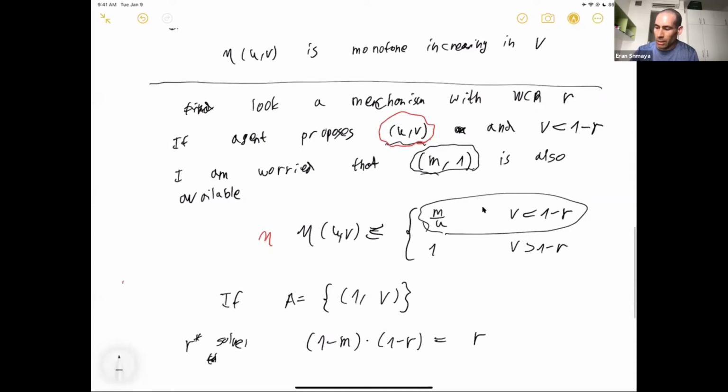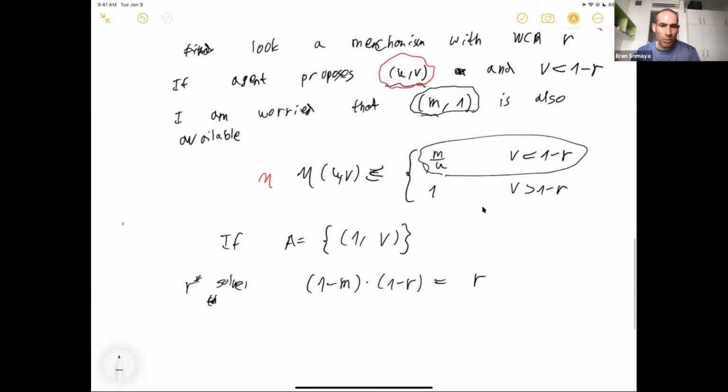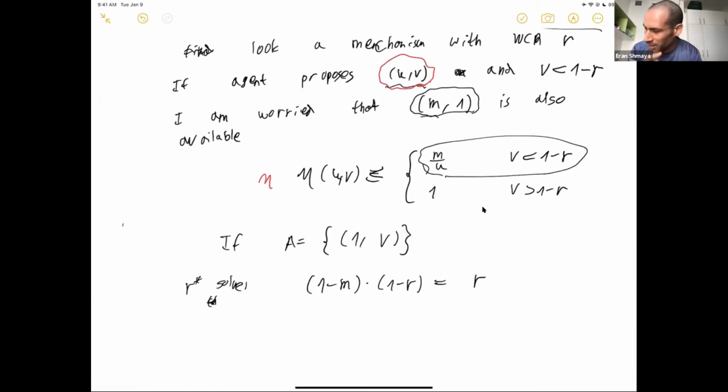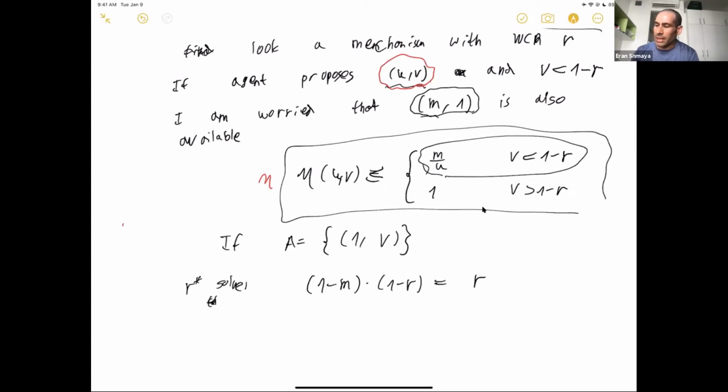The optimal R turns out to be something that I would have told you the formula for if I had time, but I think it turns out to be 1 divided by 2 plus M, but I'm not sure. No, sorry, it's not this. I don't remember the optimal R, but it solves this equation, and this is the optimal mechanism. What I wanted to tell you about this mechanism is that eta UV is increasing in V, as we saw before, but also eta UV is decreasing in U.